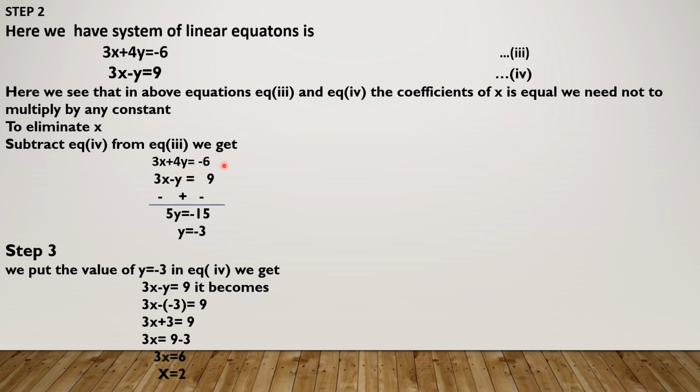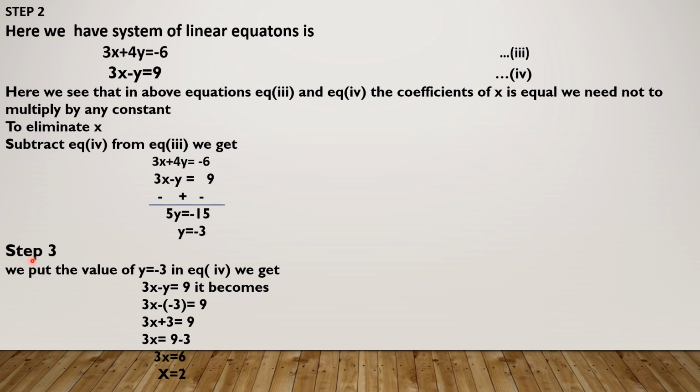We arrange these equations in horizontal form, 3x + 4y = -6 and 3x - y = 9. The signs will be changed. The 9 which is positive becomes negative, -y which is negative becomes positive, and 3x which is positive becomes negative. So 3x cancels out. 4y + y equals 5y, and -6 - 9 becomes -15. So 5y = -15. On solving we get y = -3.